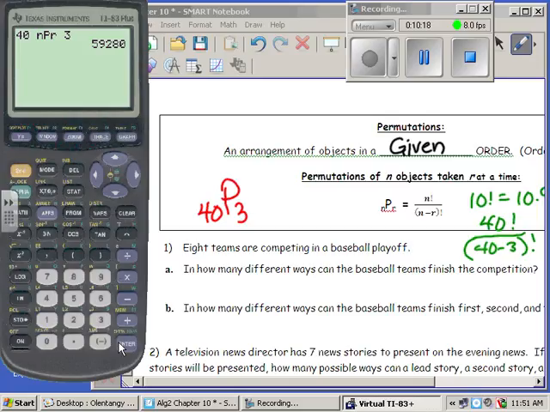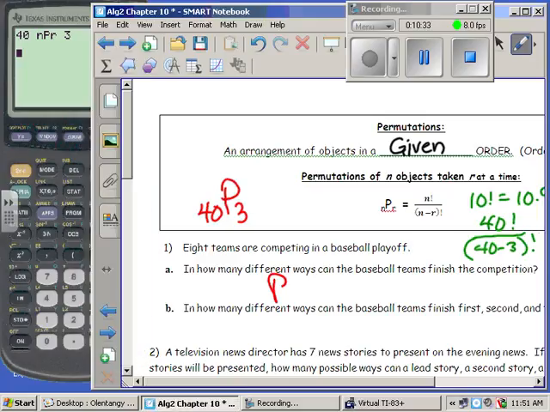All right. So let's do a couple of these examples. 8 teams are competing in a baseball playoff. So there's 8 total teams. I want to know how many ways they can finish first, second, third, fourth, fifth, sixth, seventh, eighth. So what would that be? 8 factorial. Nope. There'd be a P. How many groups am I starting with? 8. How many am I worried about getting in order? 3. Nope, not 3 at a time. 8, right. 8 teams, and I want to know how many different ways they can all finish. So 8 P 8. 40,320. Okay?